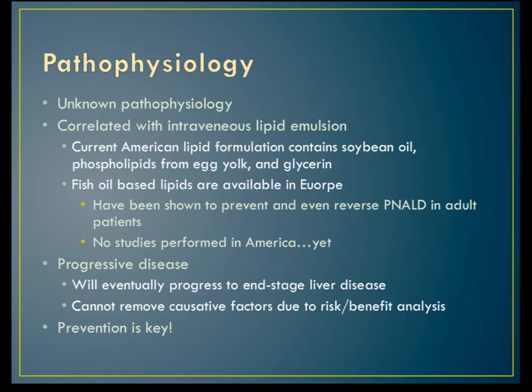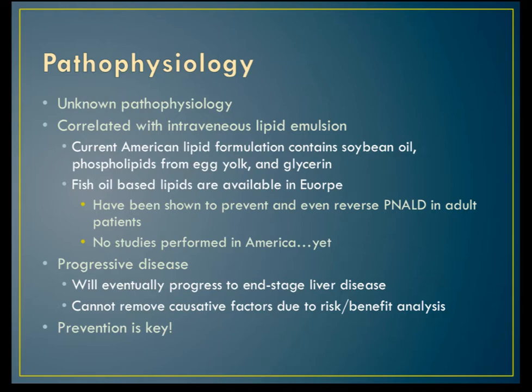In Europe, they use a fish oil-based lipid that's omega-3 heavy. This lipid has been shown to prevent and even reverse parenteral nutrition-associated liver disease in adult patients. They're weak studies, and unfortunately, we do not have access to the fish oil-based lipid product, which is called Omegaven. You can get it through the FDA, but it takes months and lots of paperwork, and it's extremely expensive.